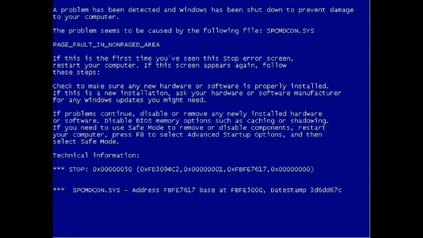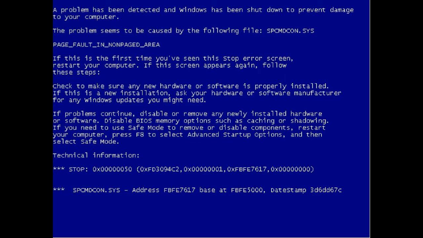So what causes the blue screen of death? There's many causes of blue screen of death. It's a bad internal hard drive, you might have a poor connection. So make sure you open your desktop and check your cables and cards.